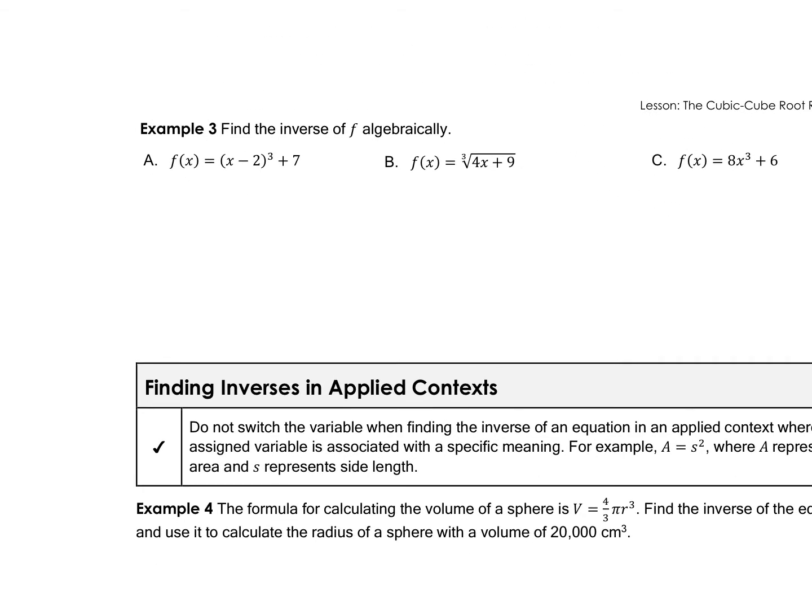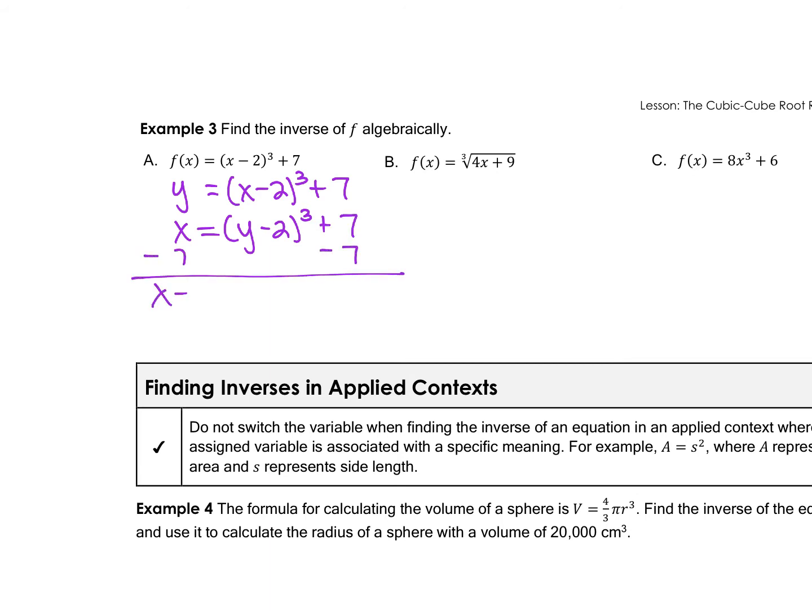All right, on the back, we're going to find the inverse of f algebraically. Very similar to what we were doing on the front. First thing I need to do is change my f of x to y. And then switch x and y. I'm having to solve for y, so I'm going to subtract 7. And then to get rid of the cubed, I'm going to take the cube root of both sides.